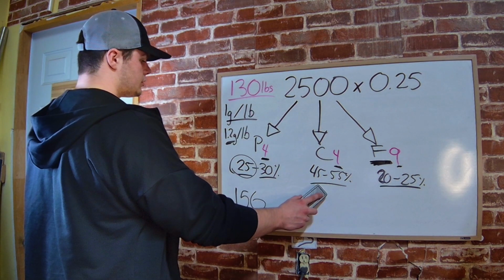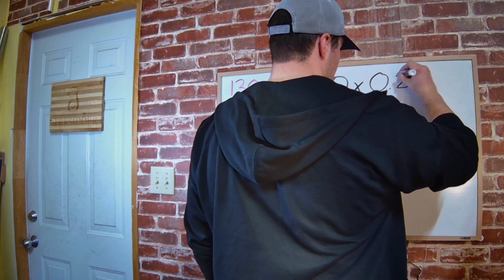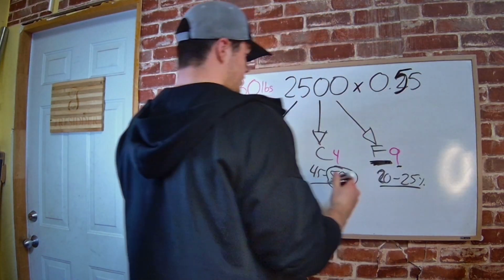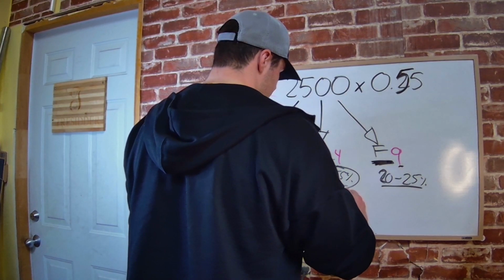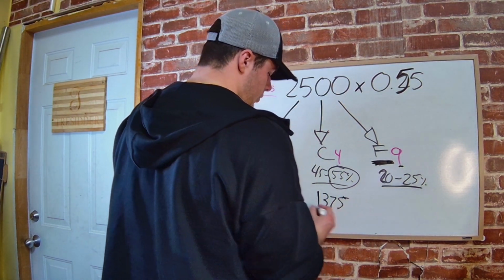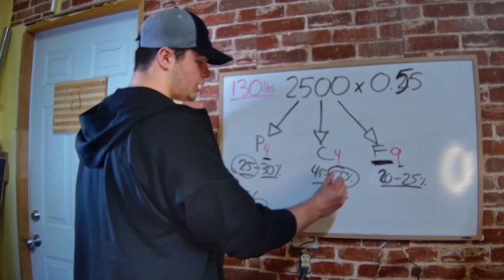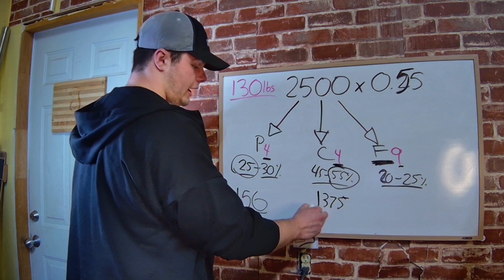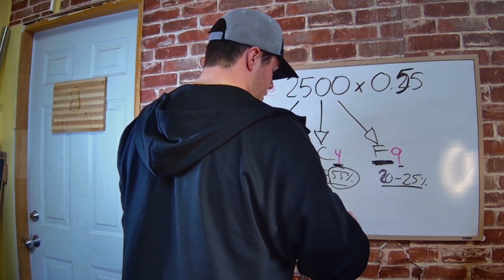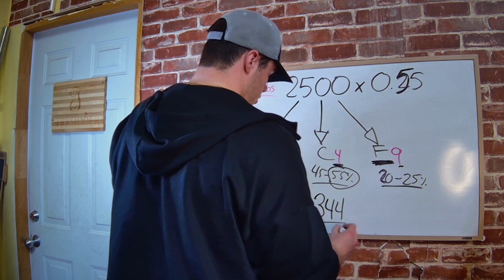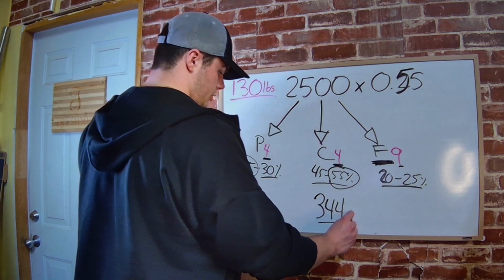Let's do carbs. I think we'll go for the higher range here, 55%. So now we'll multiply 2,500 calories by 0.55. And that comes out to 1,375. Once again, we're not eating 1,375 grams of carbs per day. We're going to be dividing this number by 4 because this is the amount of calories that are coming from carbs, not the amount of grams of carbs. It comes out to about 344 grams of carbs per day. And so we got 156 grams of protein, 344 grams of carbs.